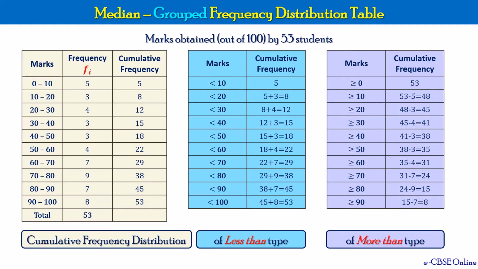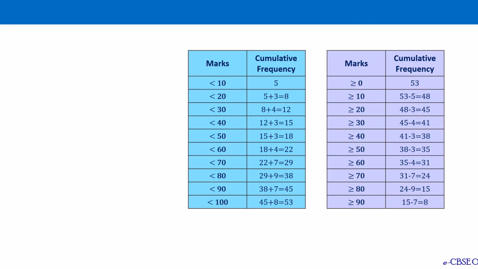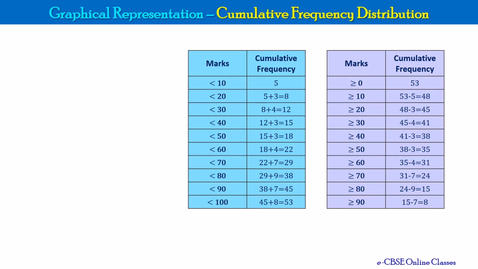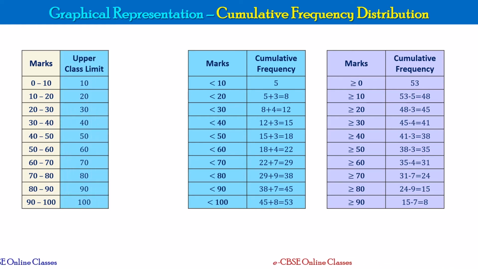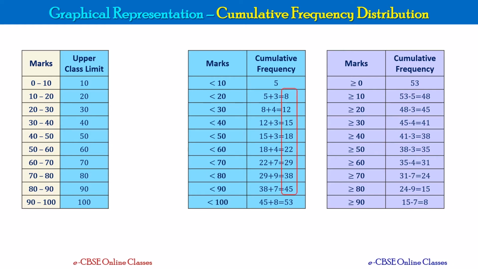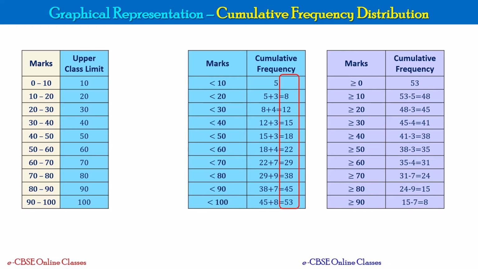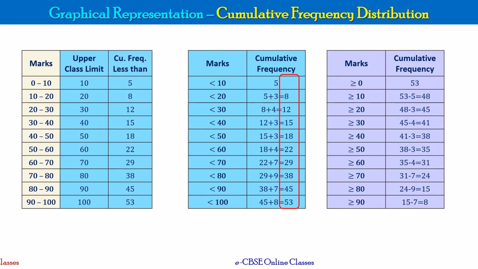By looking at the data, let's see how to do a graphical representation of these cumulative frequency distribution tables. Now let's make a different table here. In the first column, I'm making marks in the classes from 0 to 10, 10 to 20, and so on up to 90 to 100. And in the second column, I'm making an upper class limit of each of these classes: 10, 20, 30, and so on up to 100. Now I'm using the cumulative frequency distribution of less than type and making a third column and calling that cumulative frequency of less than type.